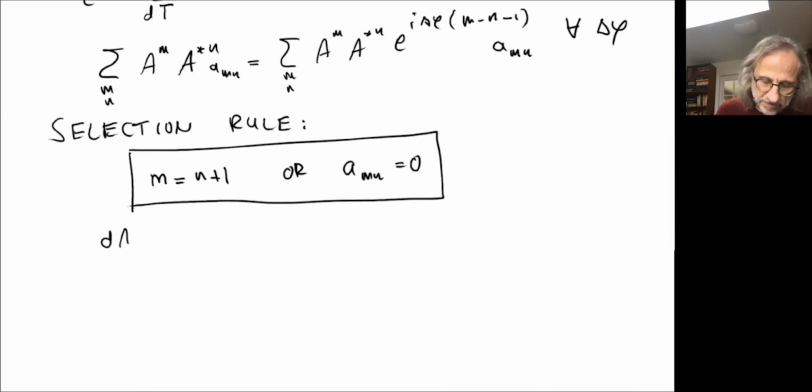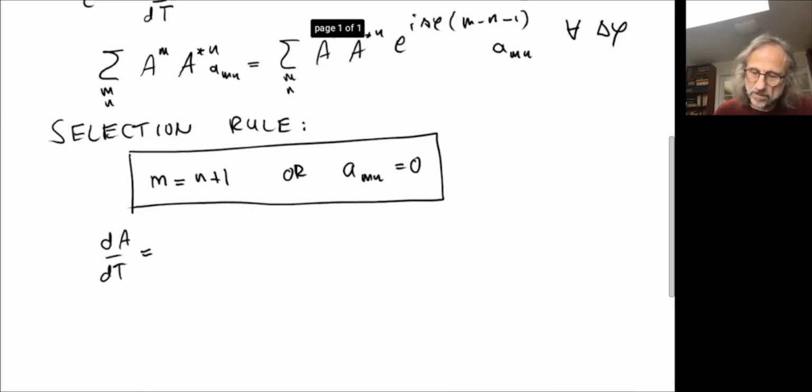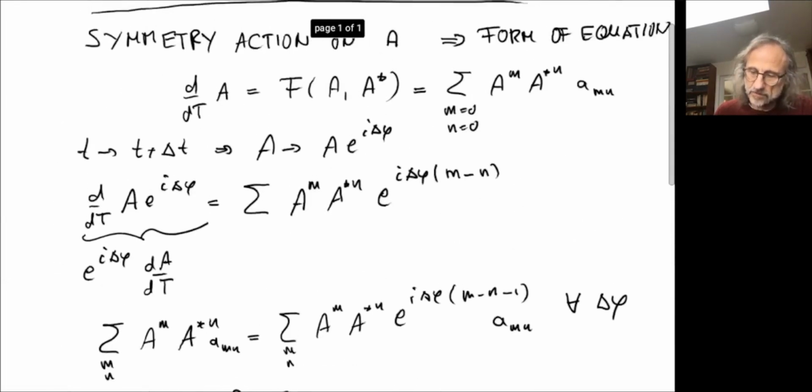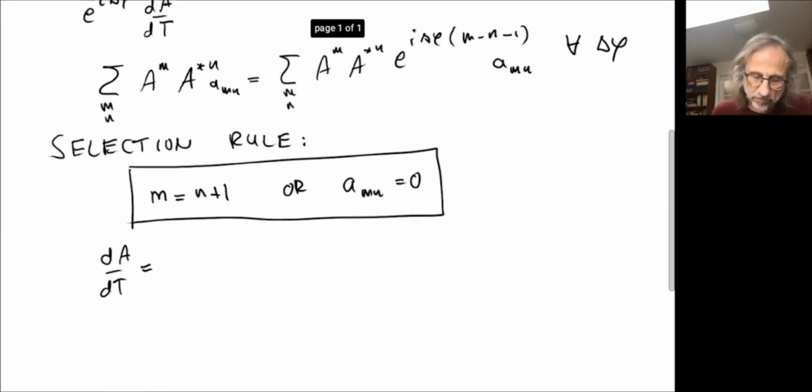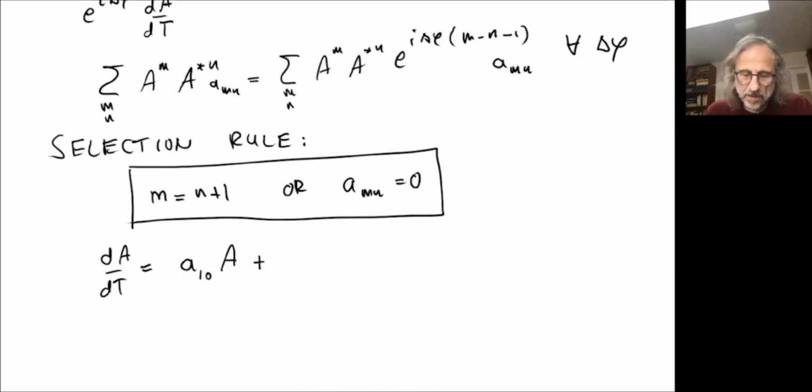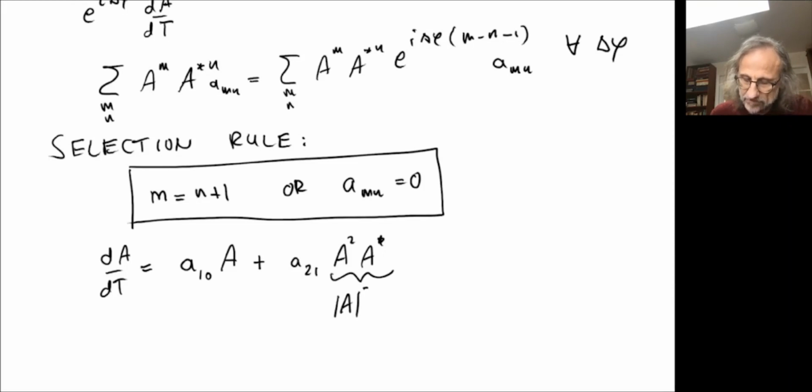dA by dt. So the lowest order term, right? We start with m equals 0 and n equals 0. So the lowest order term is that n would be equal to 0 and m would be equal to 1. So that would be an A_{1,0} times A. Then n could be equal to 1, in which case m has to be equal to 2. So we have A_{21}, which is A squared A star, which of course is |A|^2 A.